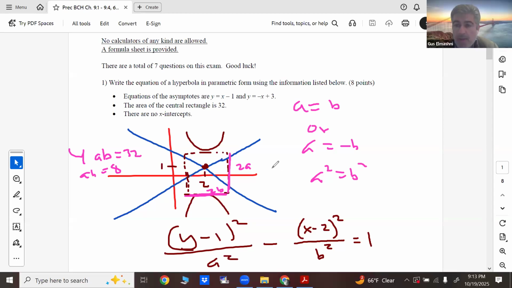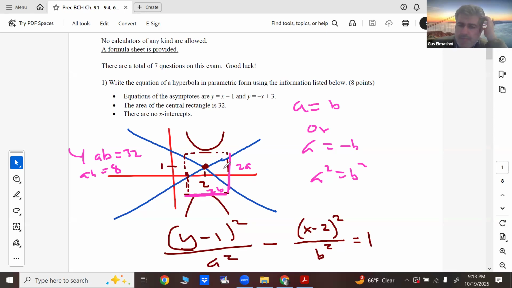Wait, can you explain the 2A, 2B thing? Well, that's just the width and the height of your rectangle. Because isn't this A? And that's A? How do you know that A and B are the same? Is that because of the slope? Yeah, exactly. Correct. And remember, that's A. So that's why one dimension is 2A, the other dimension is 2B. So multiply that, you get 4AB equals 32, AB equals 8.